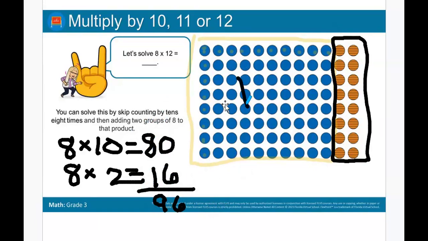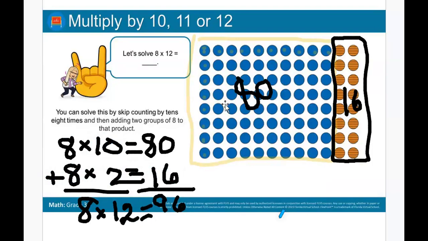Again, I know that this is 80 shown here, and this is another group of 16. That's like saying 8 times 10 plus 8 times 2, adding those numbers together. So I know 8 multiplied by the number 12 is equal to the number 96.